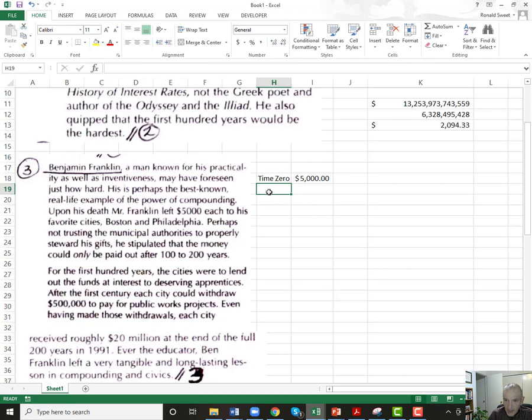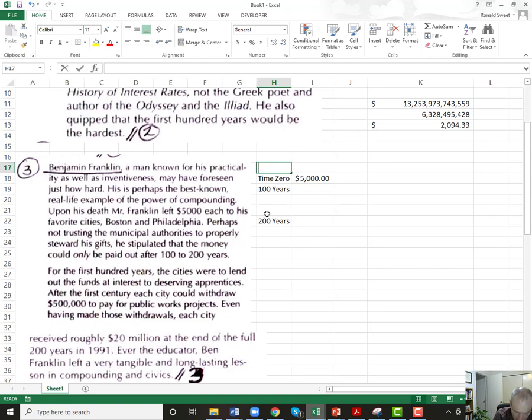And what he said was, Boston and Philadelphia, you can't touch this money for 100 years. After 100 years, you can take out $500,000. And then at the end of 200 years, you can take out everything else. Now, how in the world did Benjamin Franklin know that they would have $500,000 after 100 years? Obviously, if this $5,000 only grows to $300,000, they can't take out $500,000. All right. So with quadratic formula, you can figure this out.